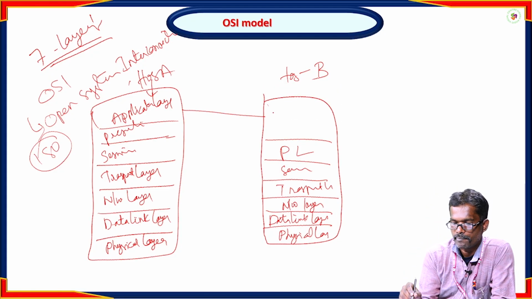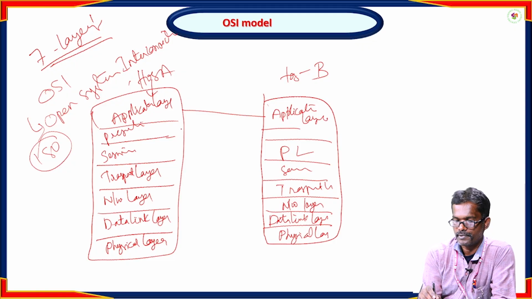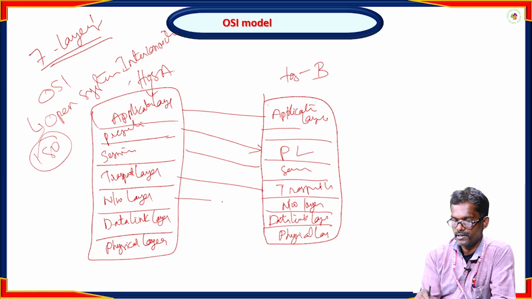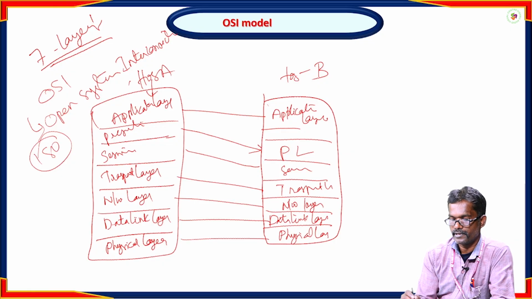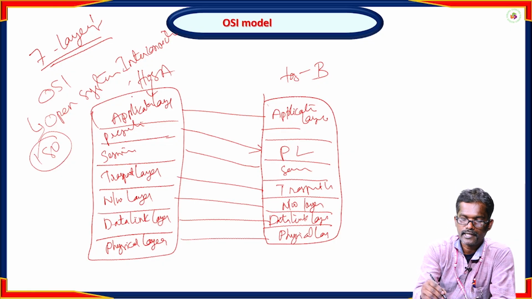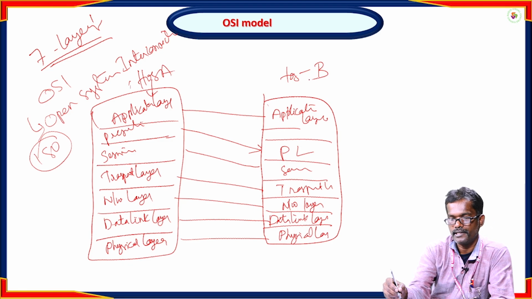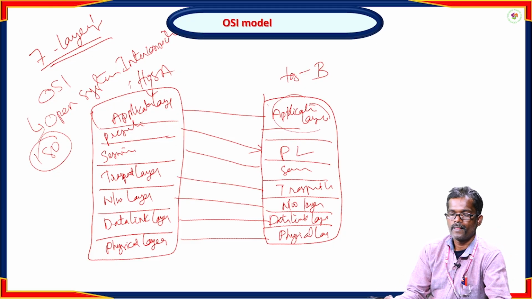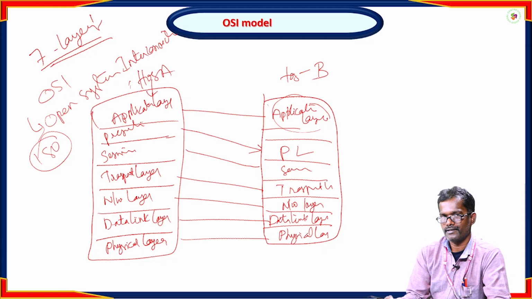Application layer to application layer, presentation to presentation layer, session to session layer, transport to transport, network to network, data link layer to data link layer, physical layer to physical layer. The application layer on the host A side and the application layer on the host B side should match. Both should have the same set of application rules. Then only can it understand.